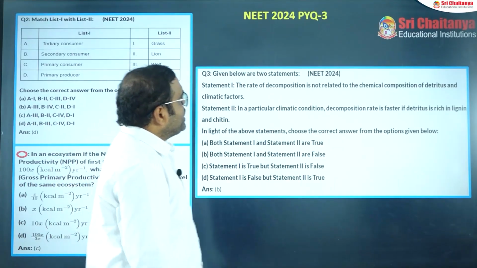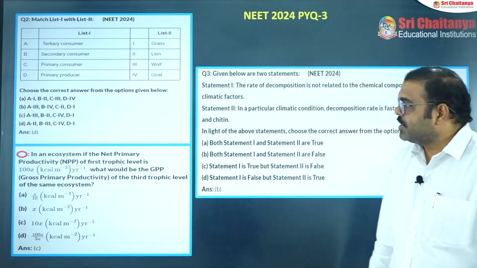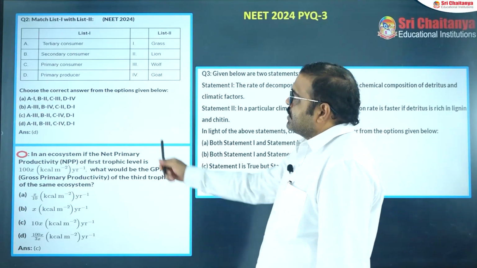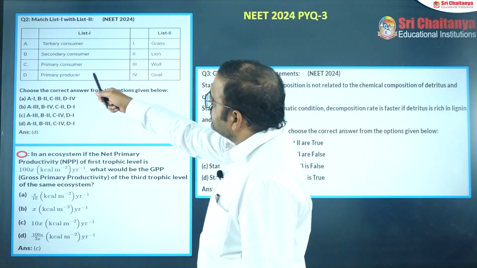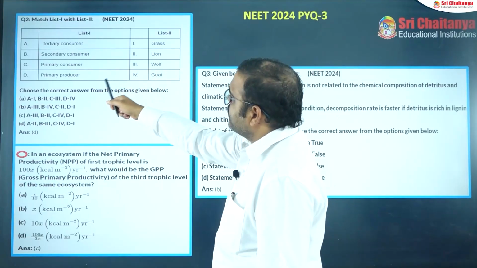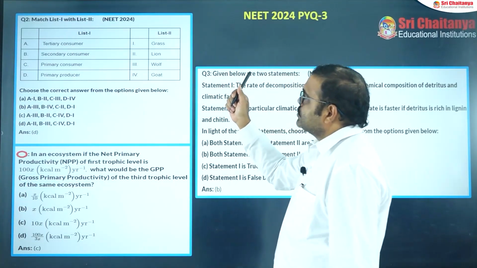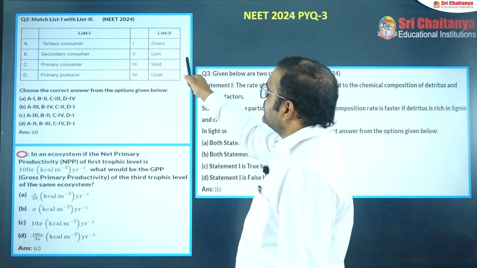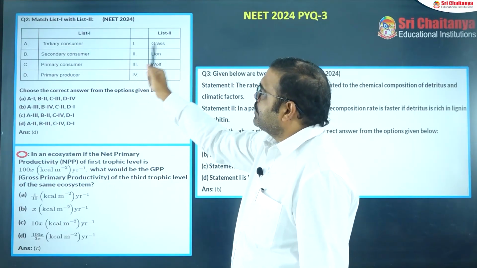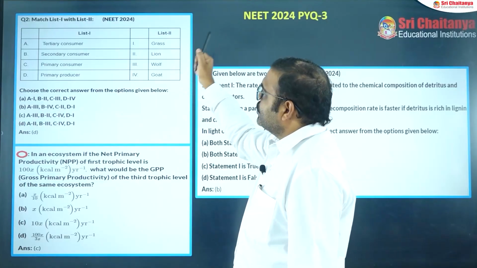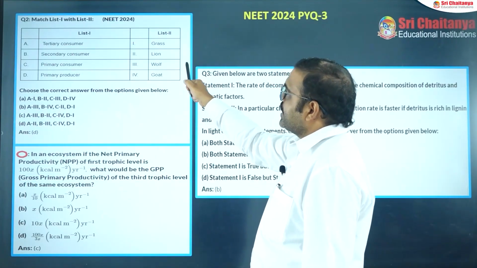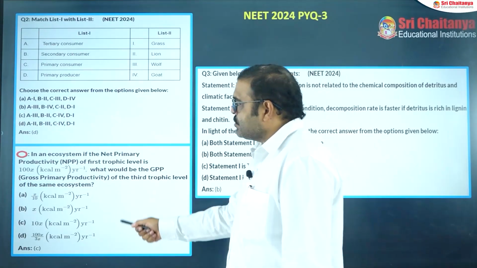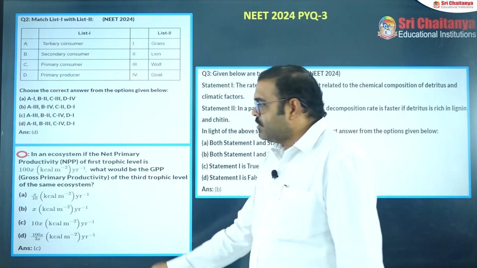Next one is the 2024 PYQ questions. There you can find the matching question, that is tertiary consumer, secondary consumer, primary producer. Among these, grass will be the primary producer, goat will be the primary consumer, wolf will be the secondary consumer, and lion will be the tertiary consumer. You can understand that easily by observing it. But in this question there is some difficulty pattern you need to understand.